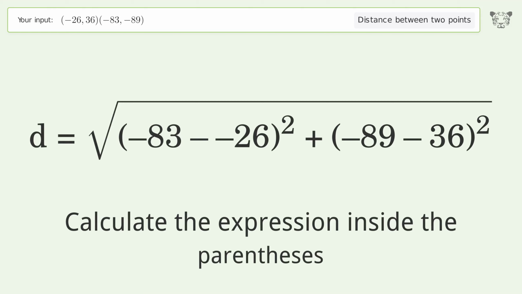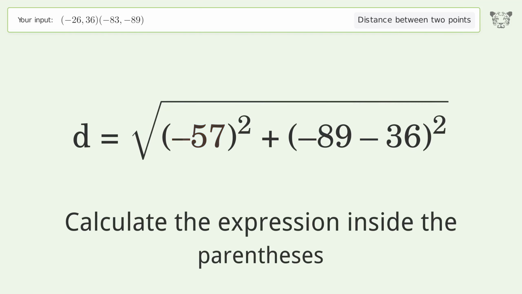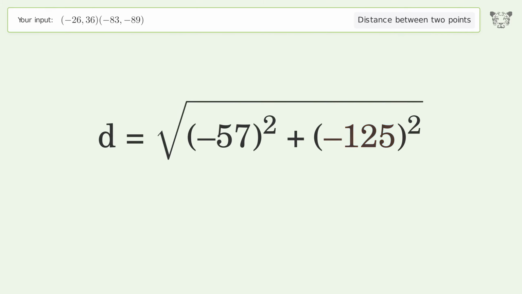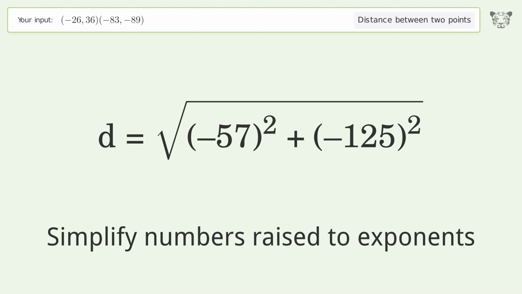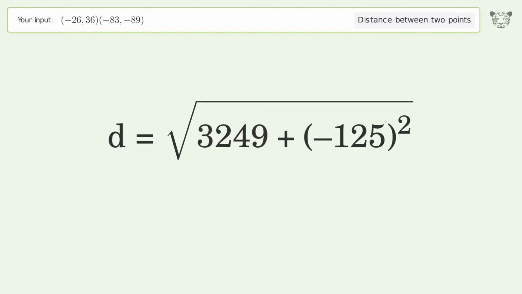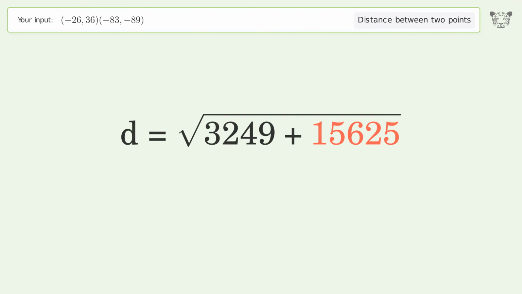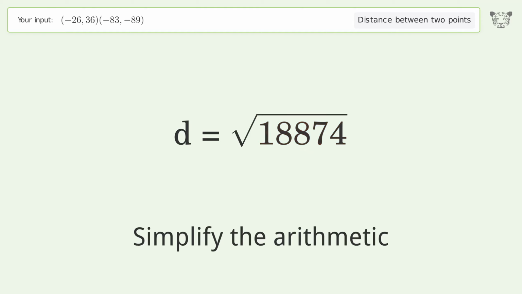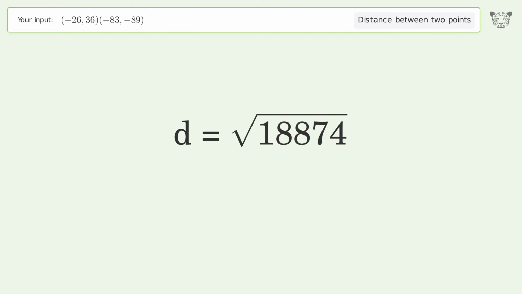Calculate the expression inside the parentheses. Simplify numbers raised to exponents. Simplify the arithmetic. And so the distance between the 2 points is the square root of 18,874, or 137.383.